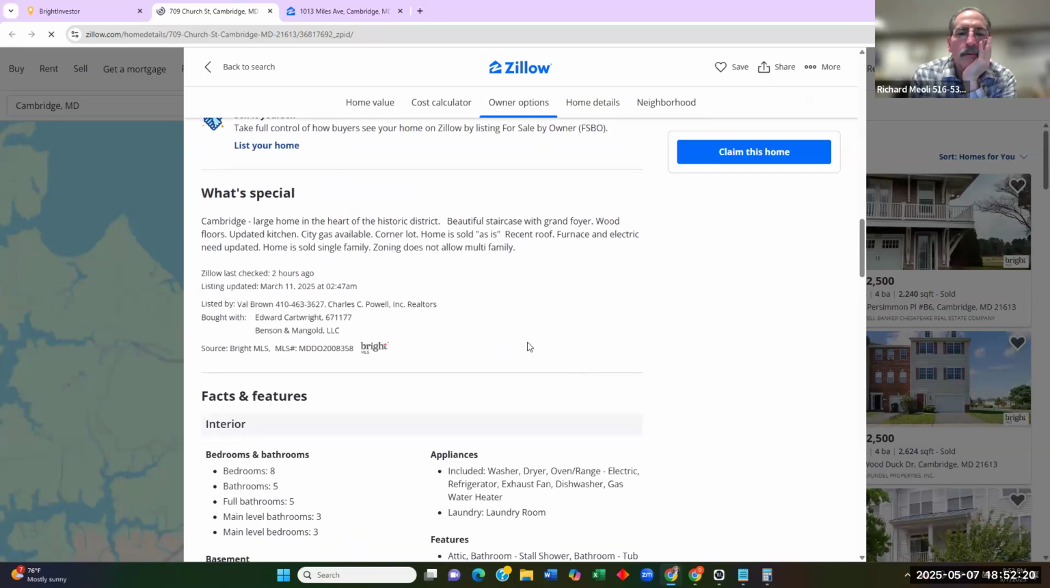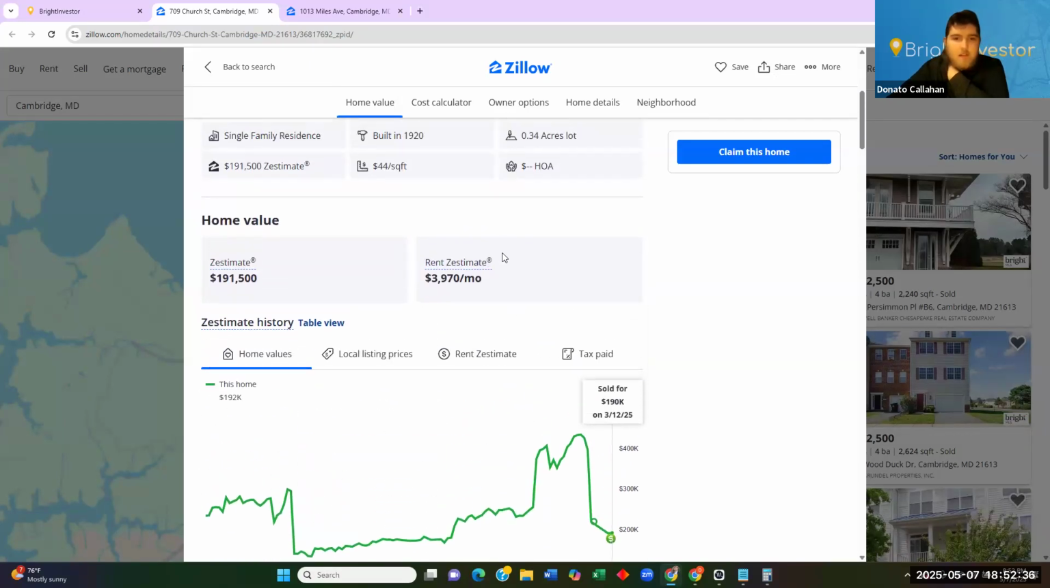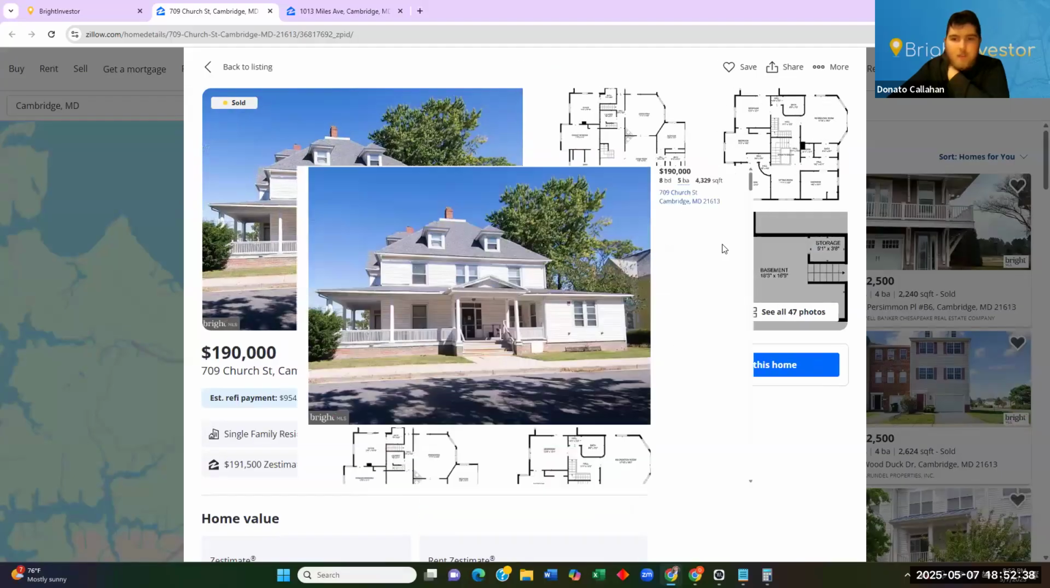Wow. Large home, as is, needs updating. Zoning is not allowed multifamily. I would bet you that this is being bought. Yep, there's his name, Ed Cartwright, bought with his LLC. So this guy's probably flipping this. If I were him, that's what I'd do.